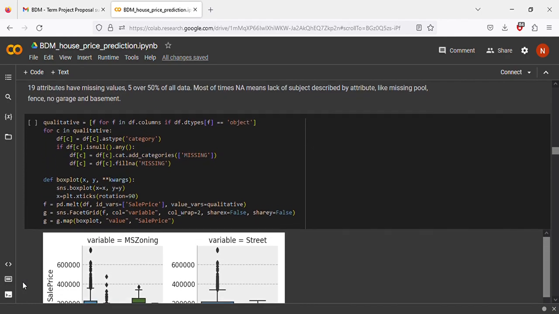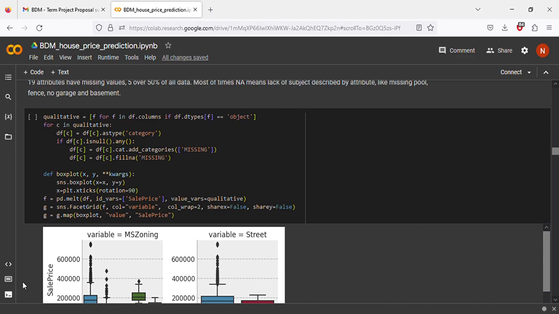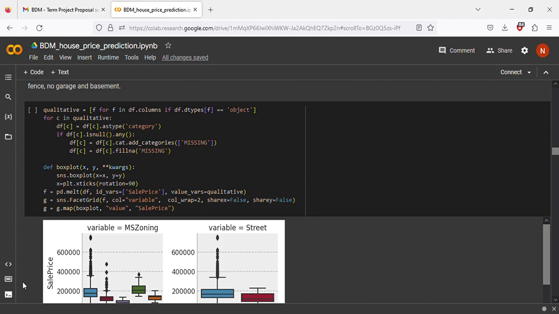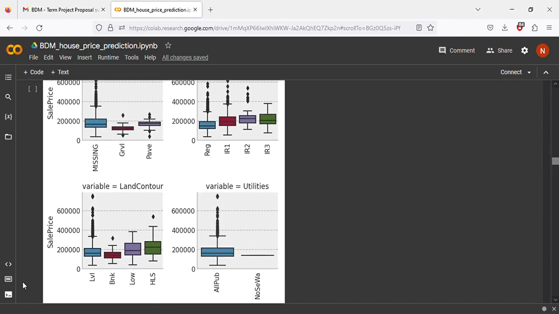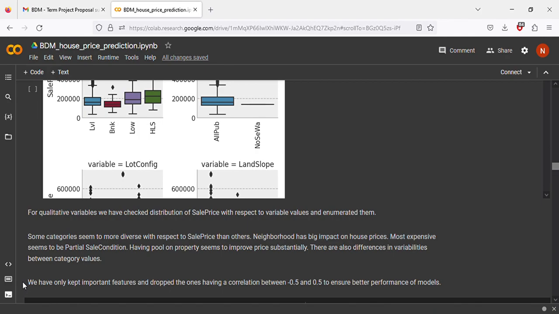Moving ahead, we tried to visualize the relations among various variables using box plot. Plotting box plot, we understand that for qualitative variables we have checked distribution of sales price with respect to variable values and enumerated them. Some categories seem to be more diverse with respect to sales price than others. And one among them is neighborhood.